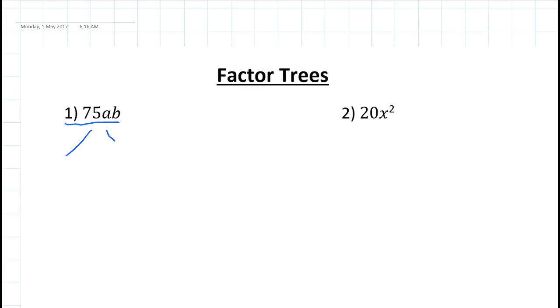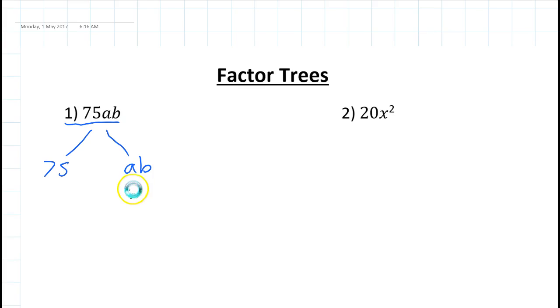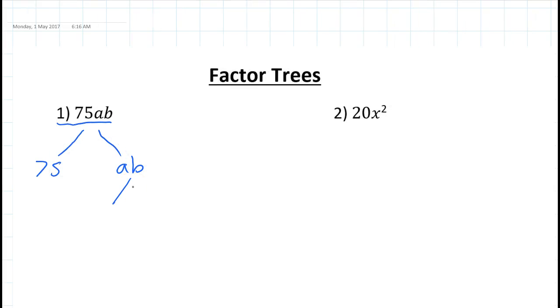Okay, so I'm going to start off with 75 and AB, just to break it up a little bit easy from the start. Then I've got my AB, so I just think of, well, A times B together makes AB, and that's fully factorised, that AB part. If I don't know what A or B are, I can't factorise them anymore. Now let's tackle the 75.